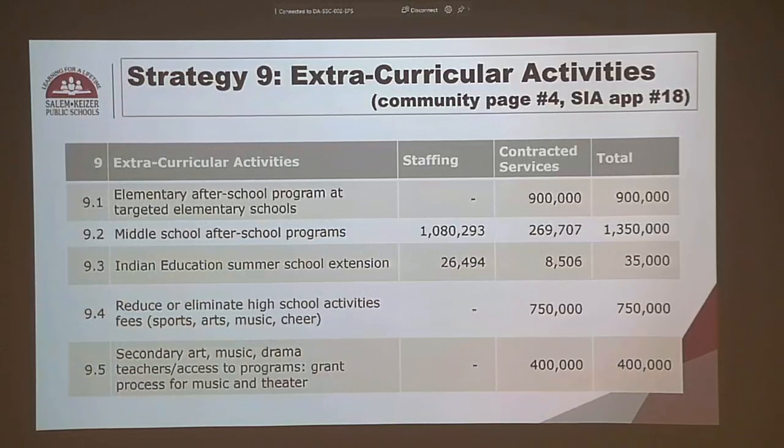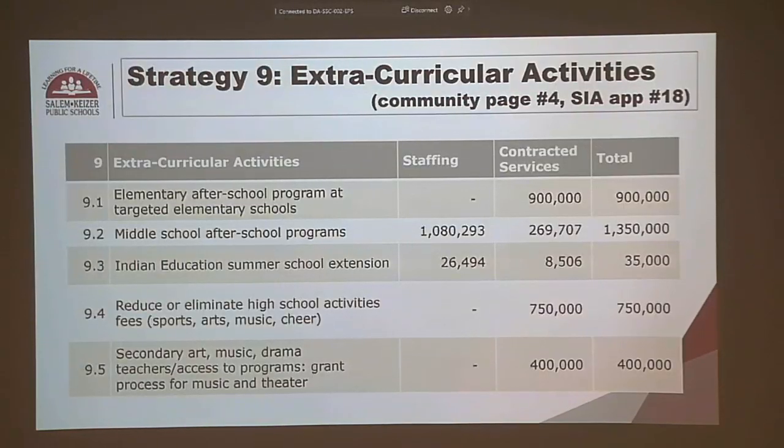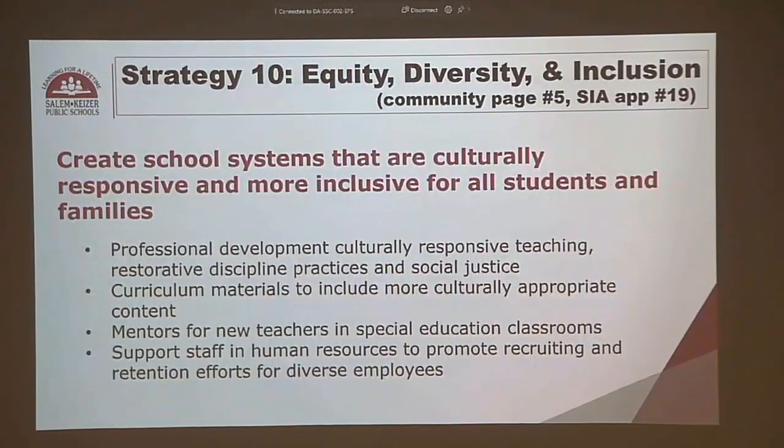And then $400 to seed a pot of money to support music and theater. That's 400,000. What did I say? 400. Oh, not $400, $400,000, yes. That is different. Sorry, we're getting a little loopy up here.